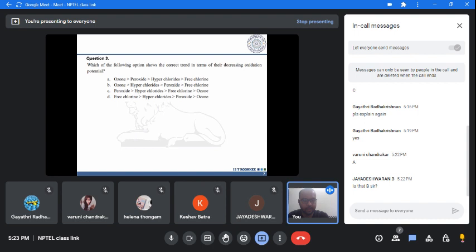Jadeswaran is saying B. Is that B, sir? I will tell you, Jadeswaran. Anybody else? Gayatri Radhakrishnan is saying B option.